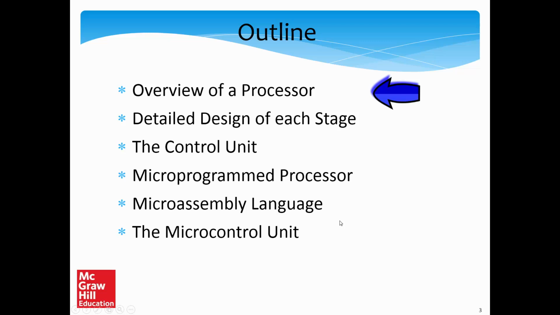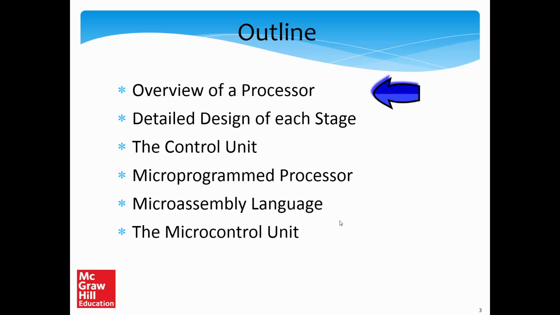Let's now consider the outline of this particular chapter. We shall start with the overview of a processor, where we shall describe all the features that are required to implement a simple RISC processor. Then we shall look at the detailed design of each stage, and focus on the control unit after that.